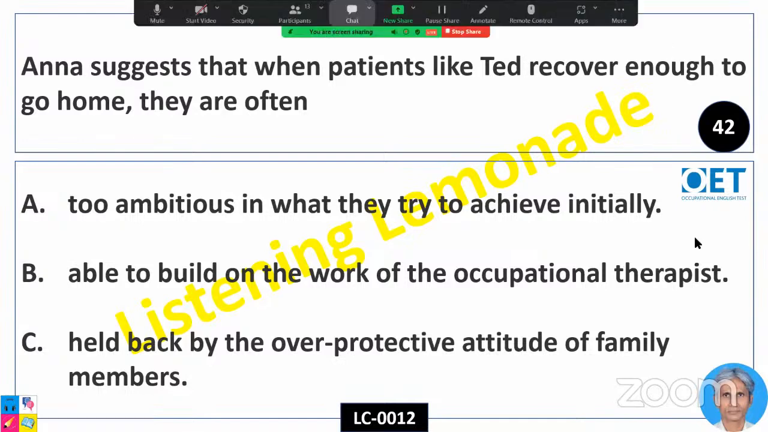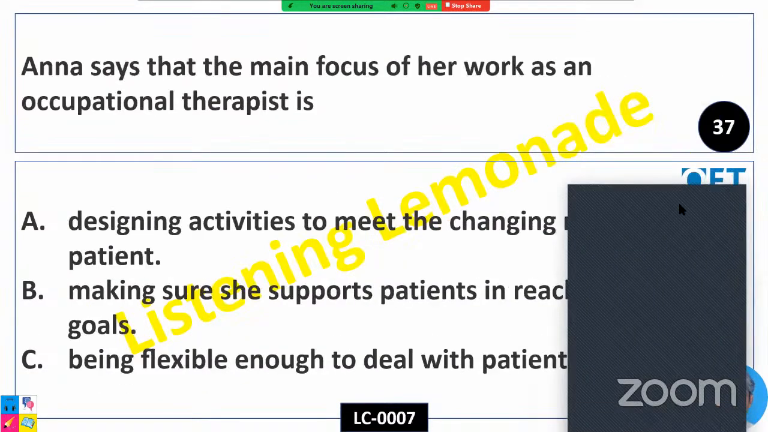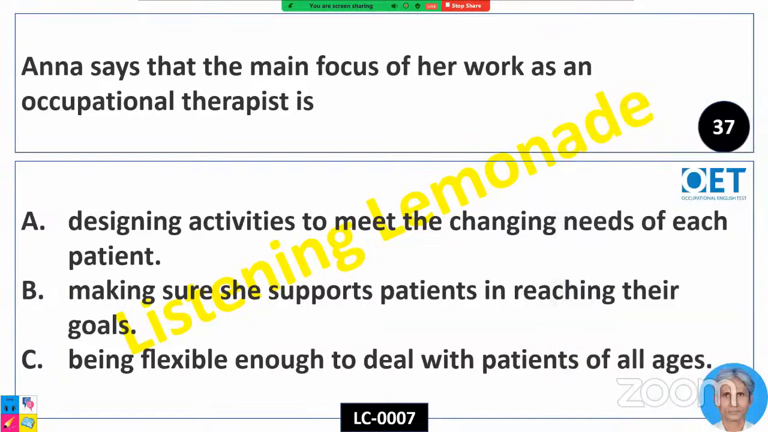Now let us check our answers. Question number 37. Yes, 7, 6, 5, 4, 3, 2, 1. Submit.